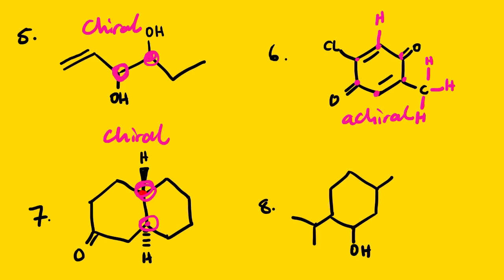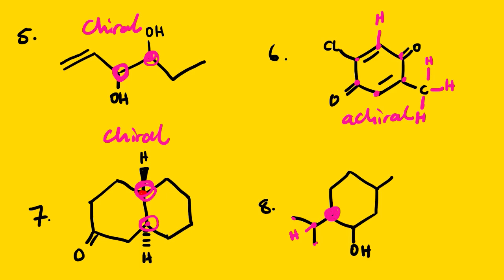Looking at number 8, let us consider this as our last example. So let us identify whether it is chiral or achiral. If it is chiral, we identify the chiral centers. This one, we have hydrogen here, but looking at the groups, the identical groups make it not our chiral center. Looking at this one, we have hydrogen here. So you can see that this side is not the same as this side, and also this side is not the same as the other two. So we have 1, 2, 3, 4. So you can see that this will be considered as our chiral center.